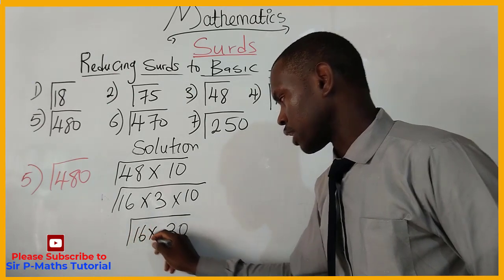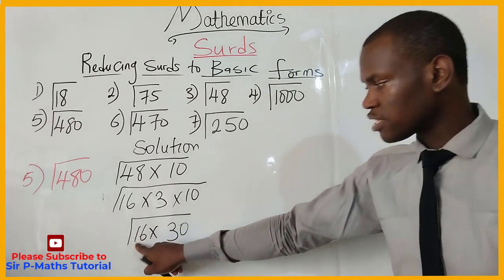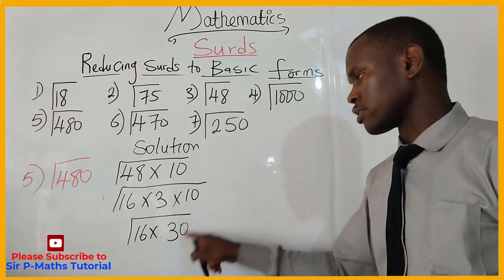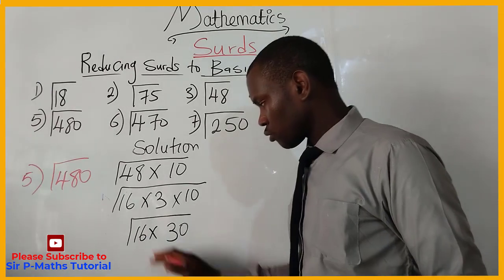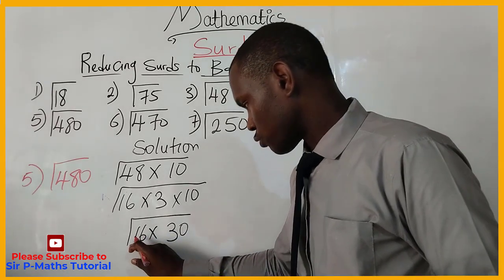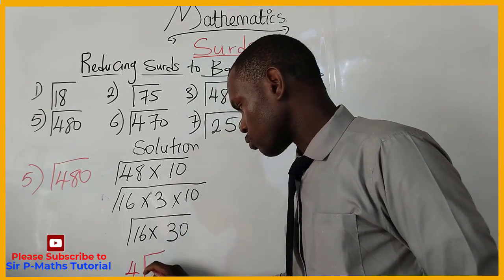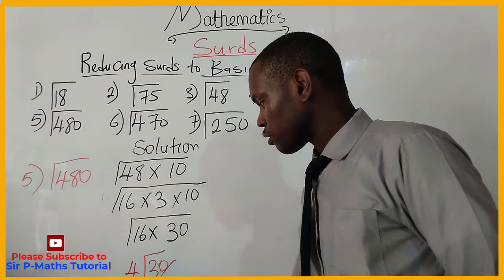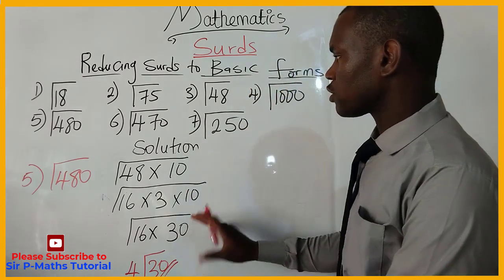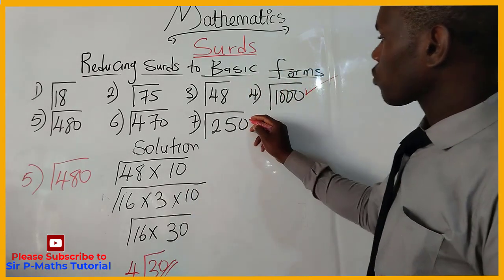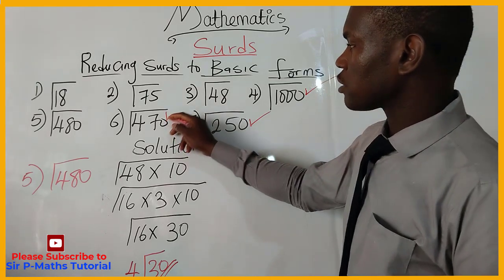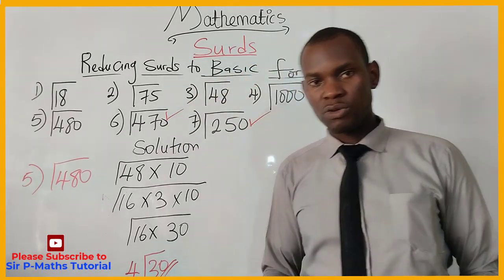So I'll have 16 times 30. So 16 is a perfect square, 30 is not a perfect square. So having gotten this, square root of 16 is 4. Then you bring down root 30. Alright. So I will leave you at this point. Solve number 4, solve number 7, and number 6 as your practice question.